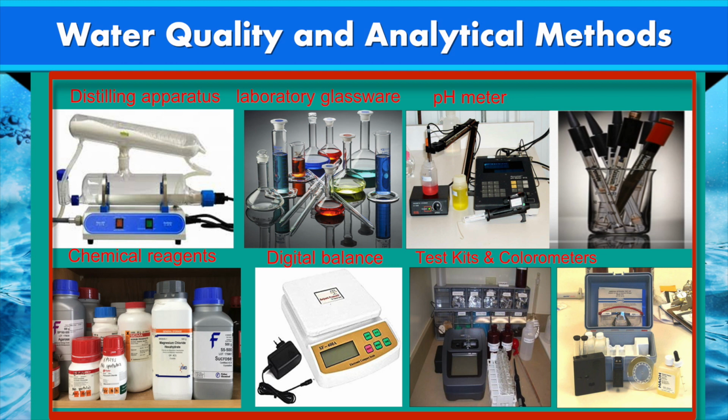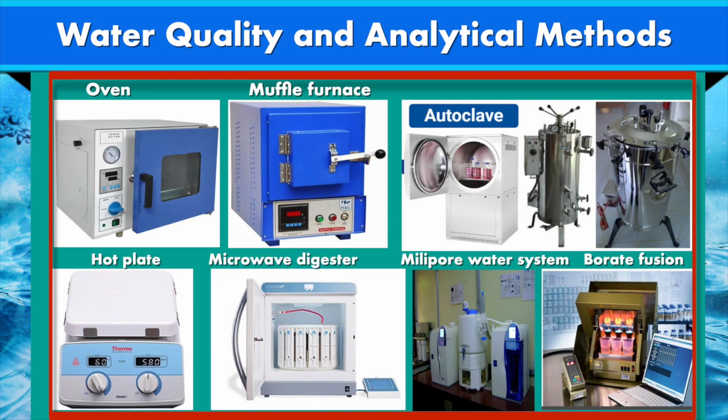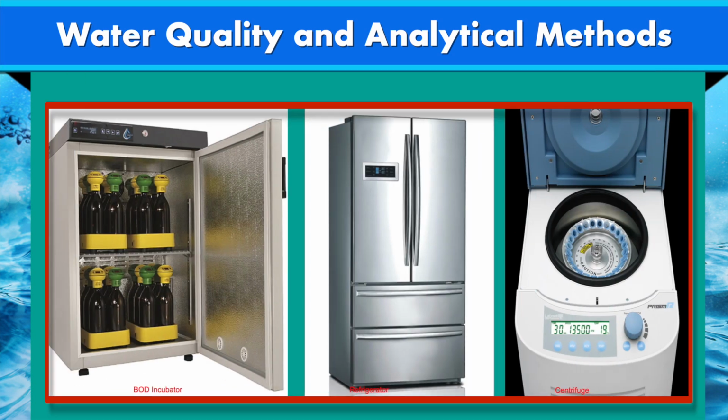analytical balance. Portable equipment like ion selective electrodes for pH, conductivity, DO, turbidity, and water testing kits are helpful in field and lab analysis. A lab should have general purpose equipment like an oven, muffle furnace, hot plate, microwave digester, autoclave, BOD incubator, centrifuge, water bath, bacteriological incubator and also a refrigerator.